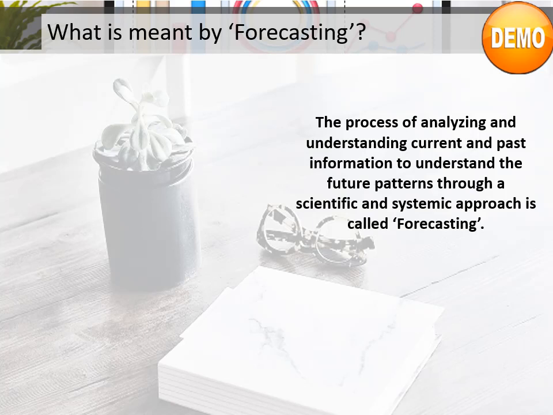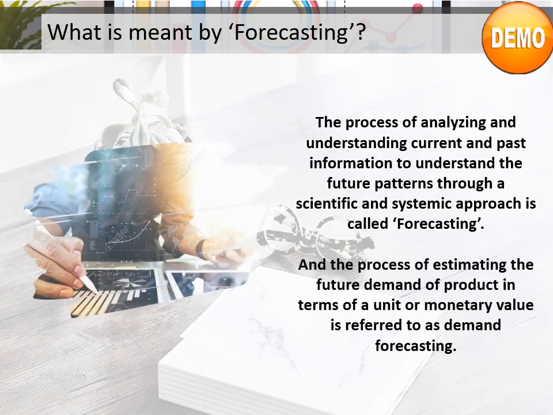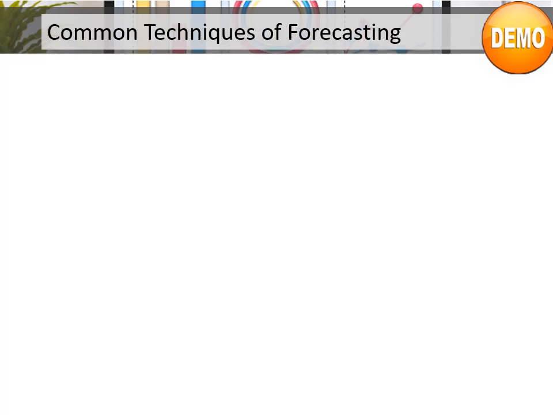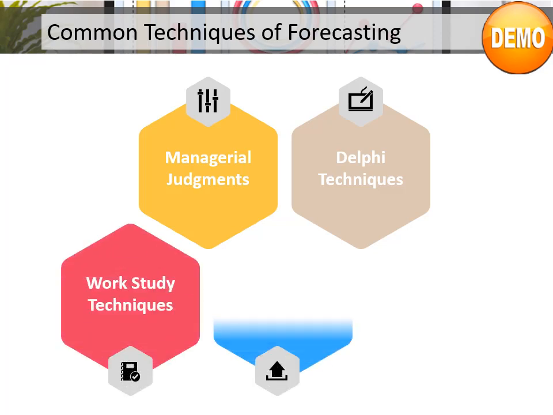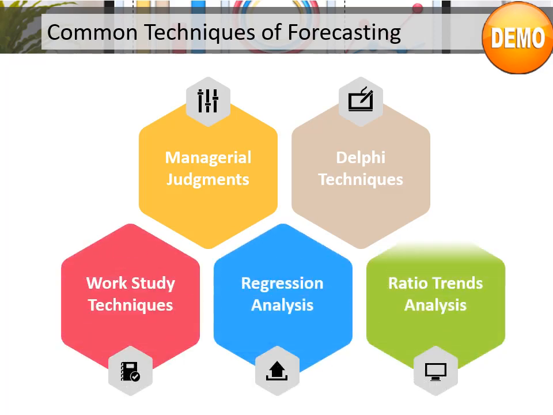The process of analyzing and understanding current and past information to understand the future patterns through a scientific and systematic approach is called forecasting. And the process of estimating the future demand of a product in terms of a unit of monetary value is referred to as demand forecasting. Here are some common techniques of forecasting: managerial judgments, Delphi techniques, work-study techniques, regression analysis, ratio trends analysis.